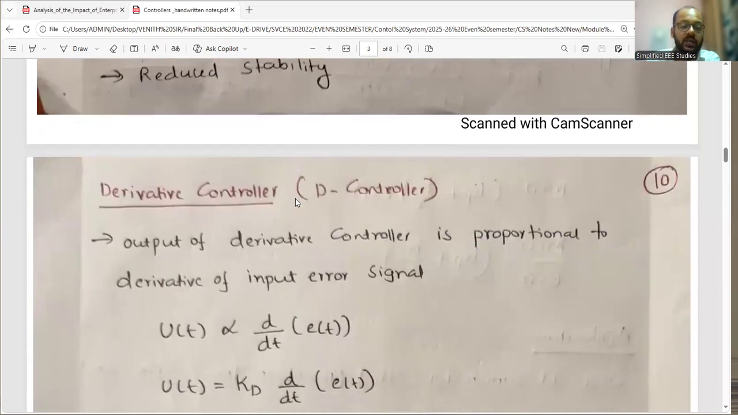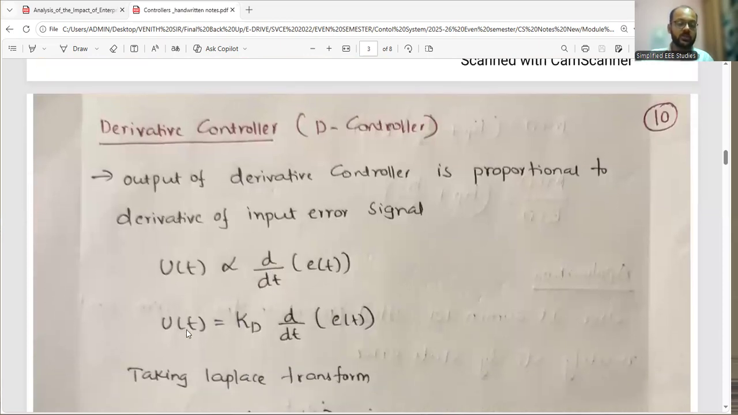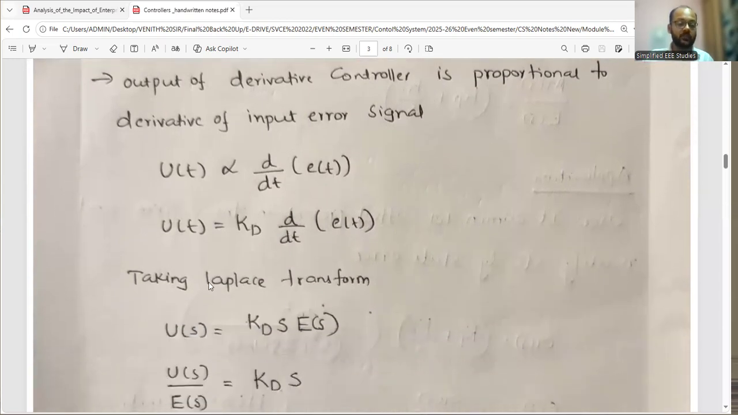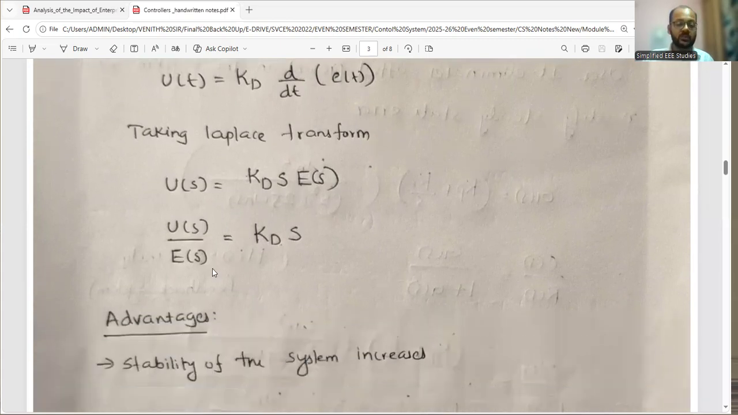Coming to the derivative controller, it is known as the D controller. Here, the output of the derivative controller is proportional to the derivative of the error signal. So the output is U of t, which is proportional to d by dt of the error signal E of t. Now removing the proportionality sign, U of t is given by Kd multiplied by d by dt of E of t. Kd is known as the derivative constant. Taking the Laplace transform on both sides, U of t becomes U of s, then Kd into L of d by dt of E of t. What is the general formula? S into E of s. So taking the ratio, U of s by E of s becomes Kd into S.